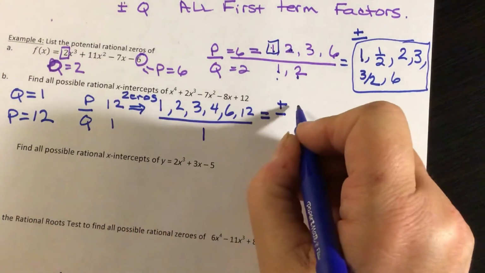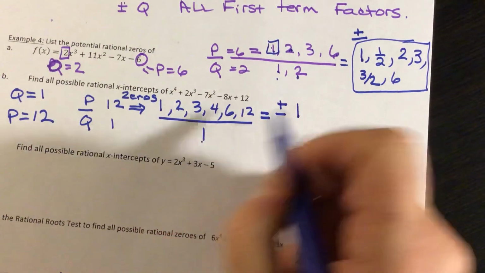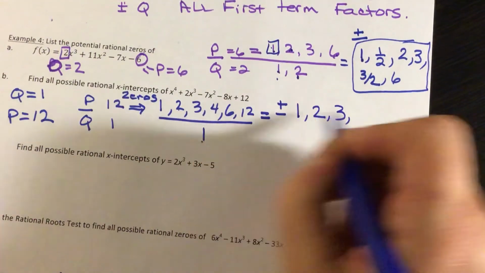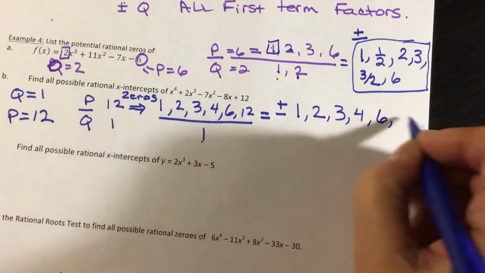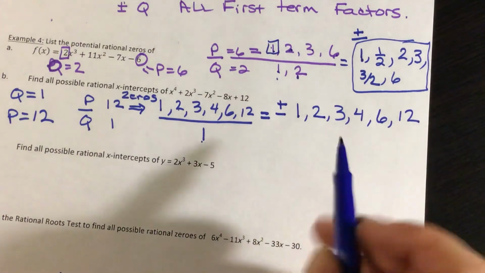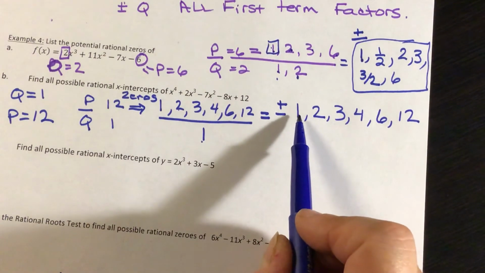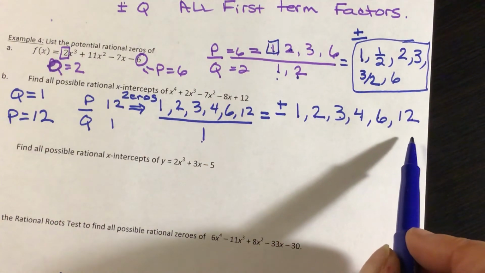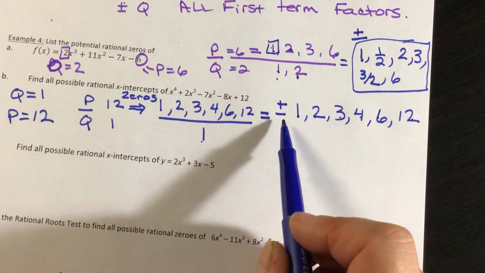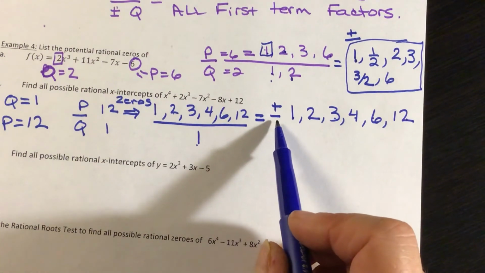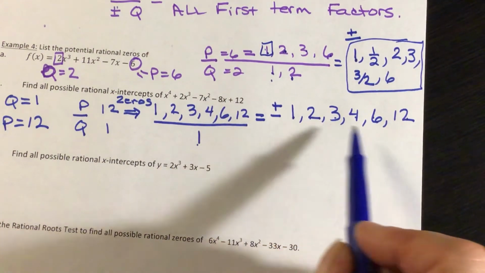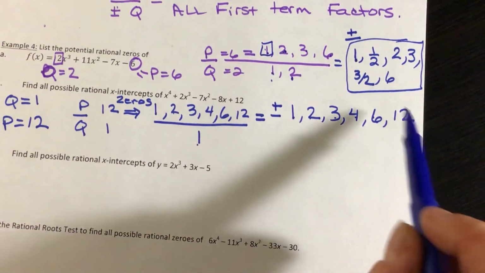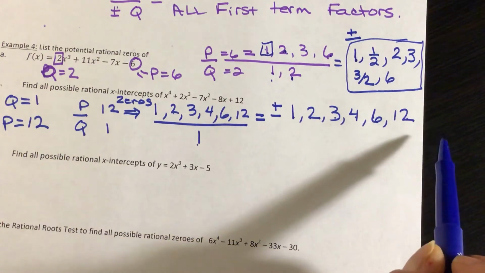1 divided by 1 is 1. 2 over 1 is 2. 3 over 1 is 3. 4 over 1 is 4. Then 6 and 12. All right. So 1, 2, 3, 4, 5, 6. There's 6 numbers here that are possible zeros, but I have positive and negative. So if I were going to do some trial and error to determine which are zeros, there's 12 possible numbers that I can choose from out of this list.